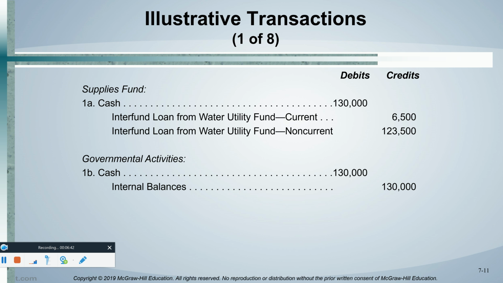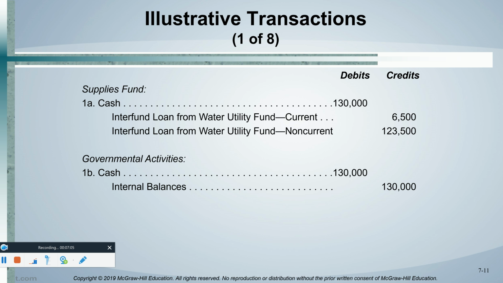We can see out of the $130,000 borrowed, $6,500 of it is due within the next year, and $123,500 of the amount borrowed is not due until greater than 1 year from now. Therefore, it is considered a long-term or a non-current liability.